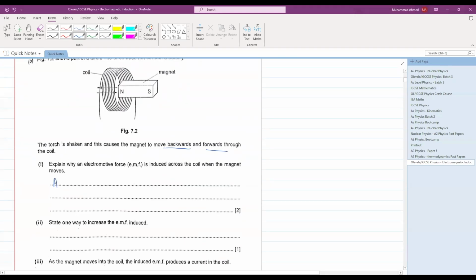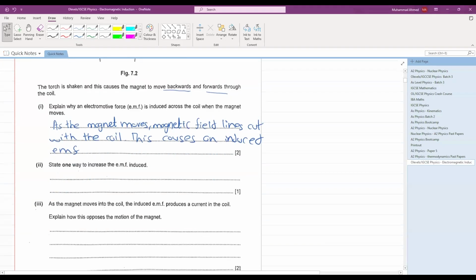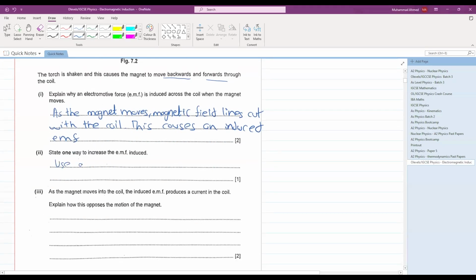So you will say, as the magnet moves, magnetic field lines cut with the coil. This causes an induced EMF. State one way to increase induced EMF: use a stronger magnet. Okay. Let's move on to part 3.